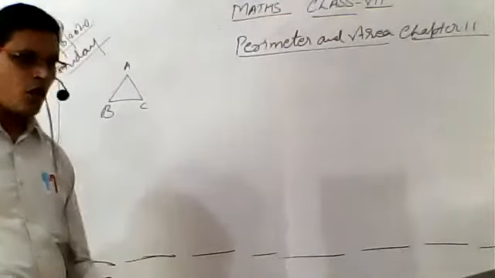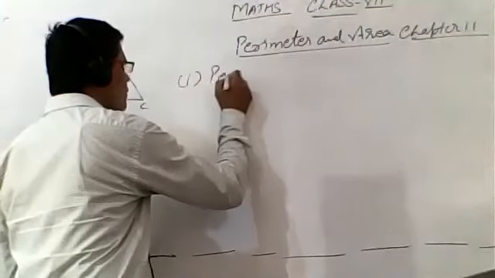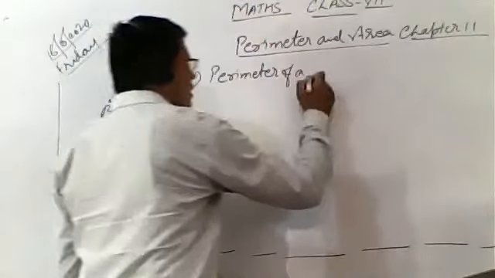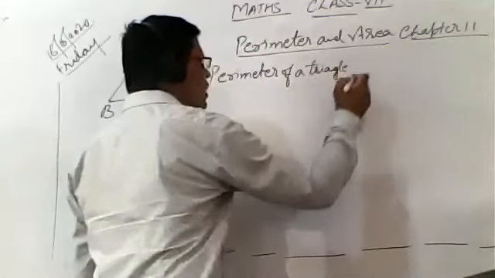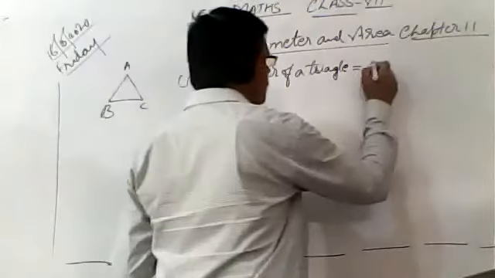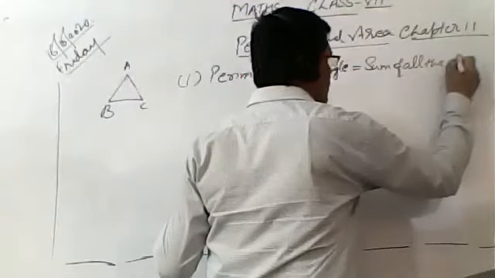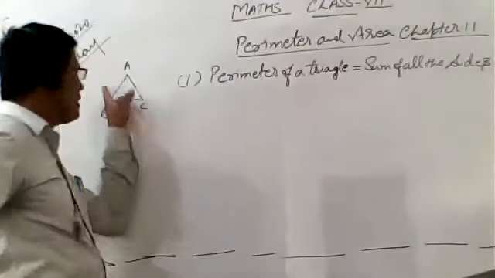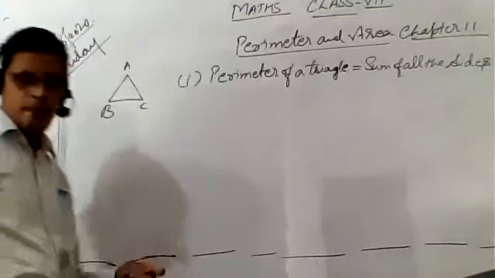So my first formula, you write the first formula: perimeter of a triangle equals sum of all the sides. That means AB plus BC plus AC. Okay?